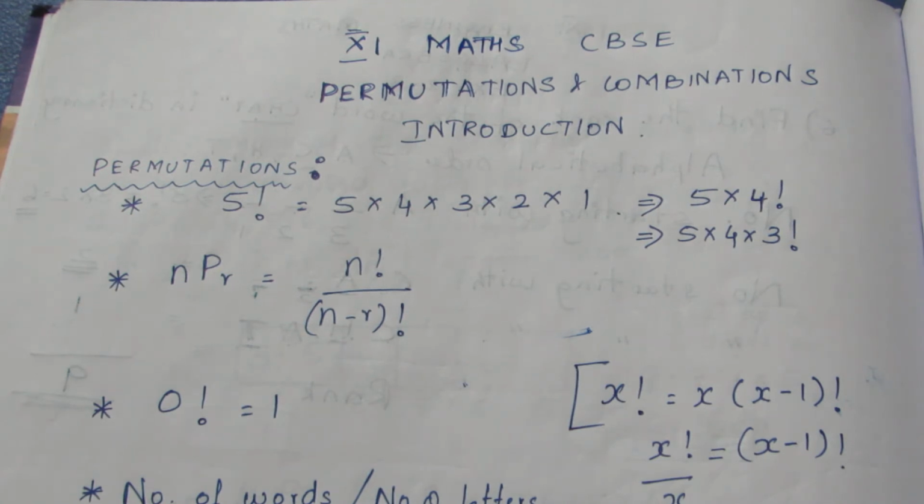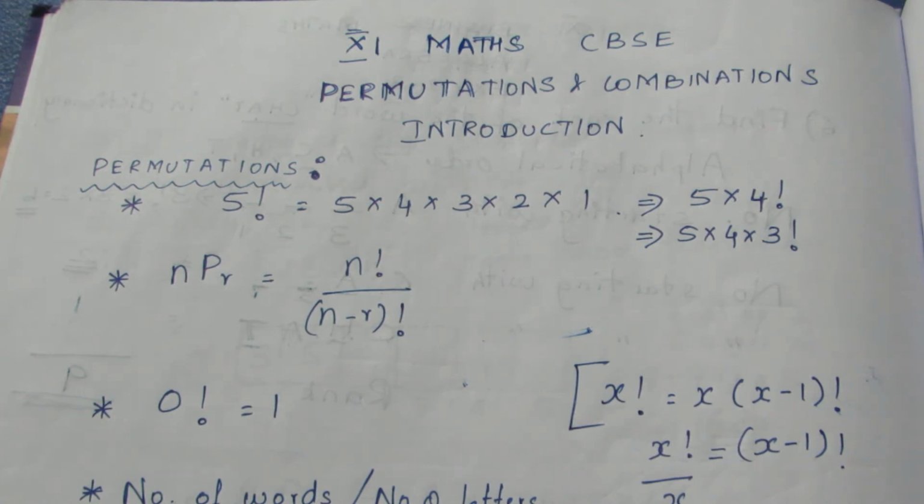It is called a combining of anything: combining of letters, combining of words, or combining of numbers. It is called combination. So combination tells you it's just a combining.